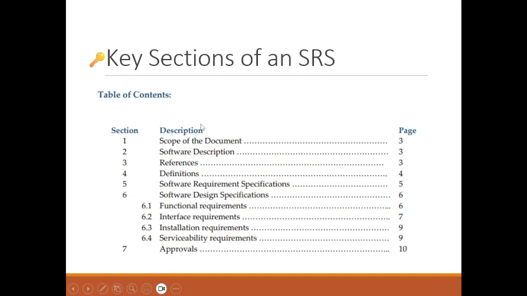A complete SRS typically includes the following sections: the scope, the software description, some references. This can be both internal and external. Then some definitions, and sections 5 and 6 are the meat of the document. They are the requirement specifications, which are the high level, and the breakdown design specifications.